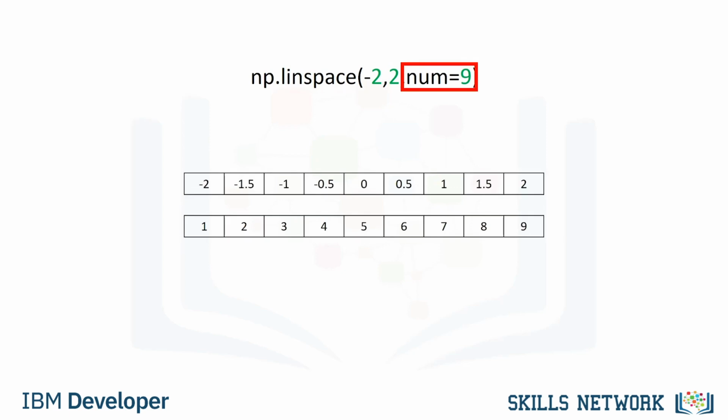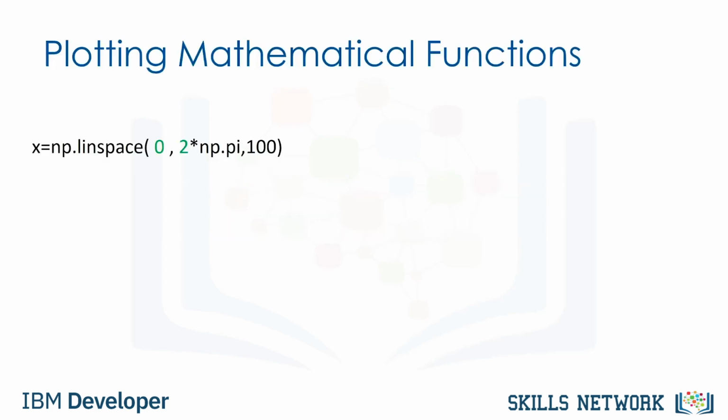If we change the parameter num to 9, we get 9 evenly spaced numbers over the interval from -2 to 2. The result is the difference between subsequent samples is 0.5 as opposed to 1 as before. We can use the function linspace to generate 100 evenly spaced samples from the interval 0 to 2 pi. We can use the numpy function sine to map the array x to a new array y.